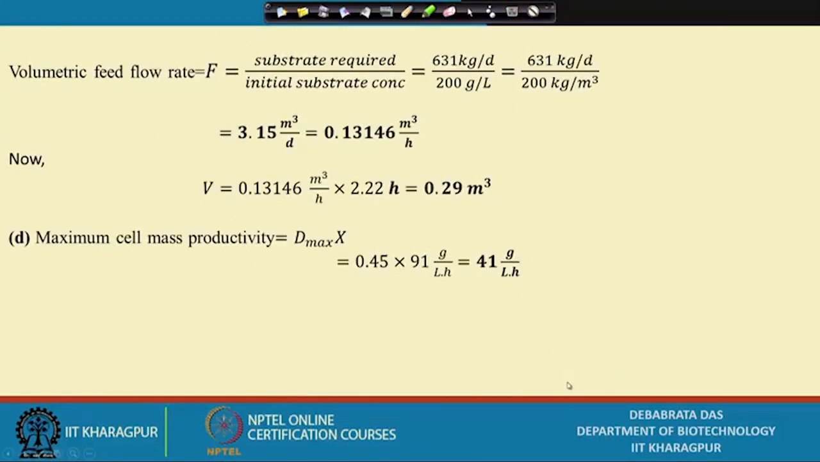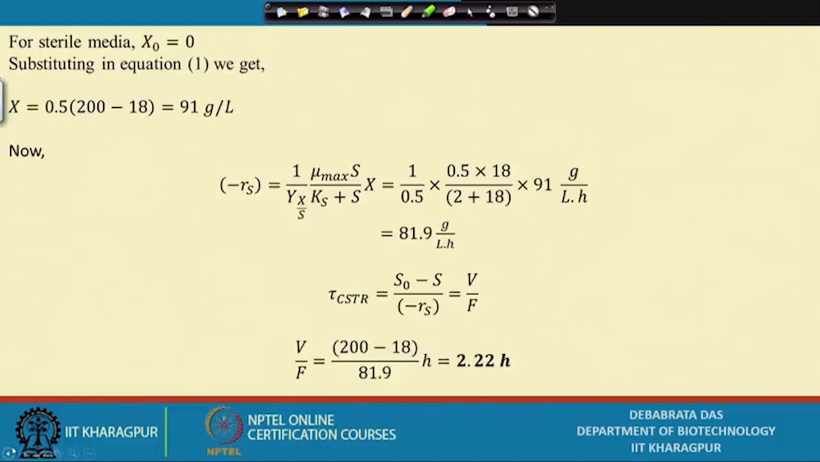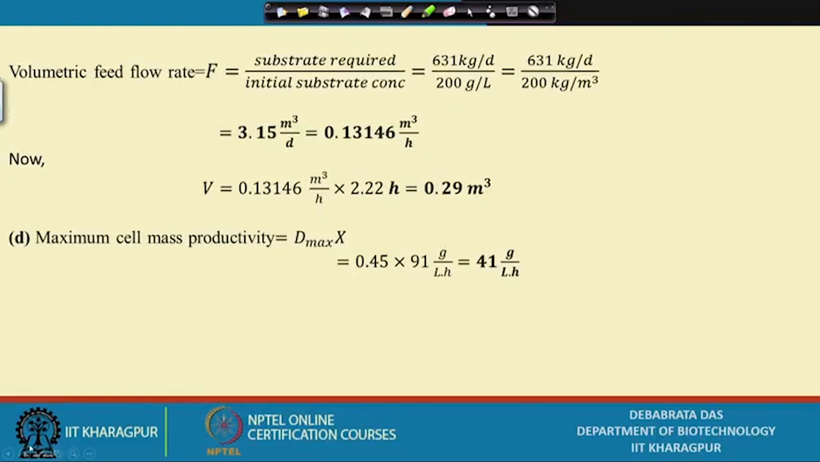Now, if you look at the previous equation, this is equal to V by F. If we want to find out the volume of the reactor, we have to find out the flow rate. So, how can you find out the flow rate? The flow rate can be found from the substrate required that we have already calculated, 631 kg per day, and the initial substrate concentration is 200 grams per liter. Now, 200 grams per liter is equal to 200 kg per cubic meter.